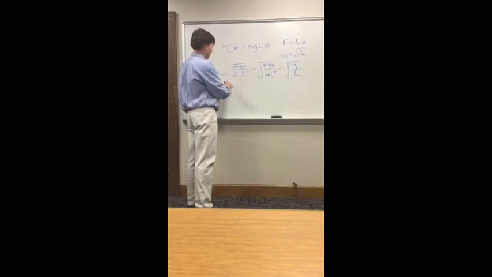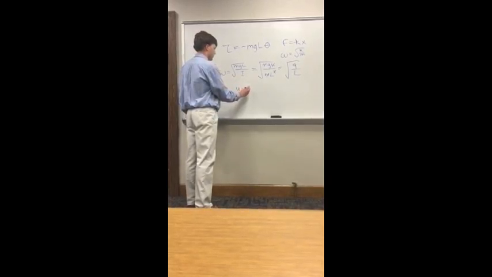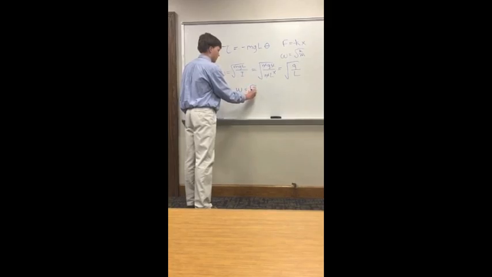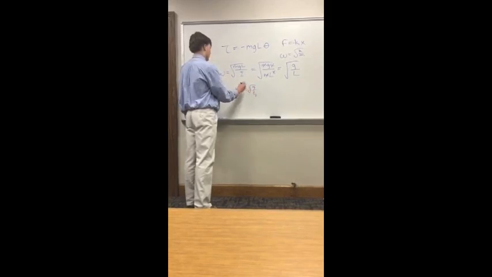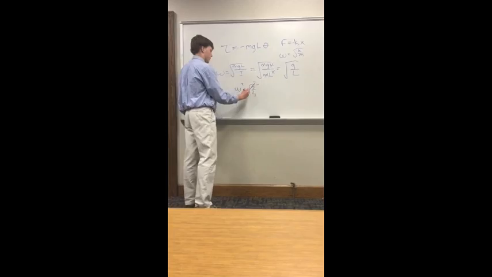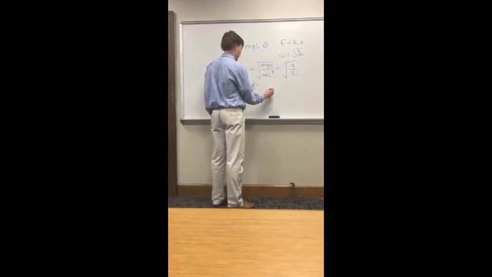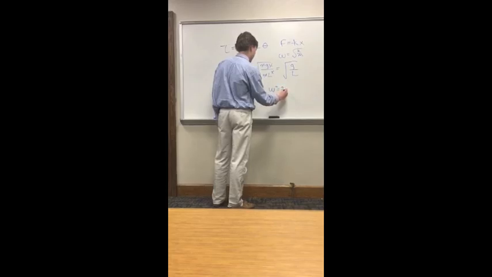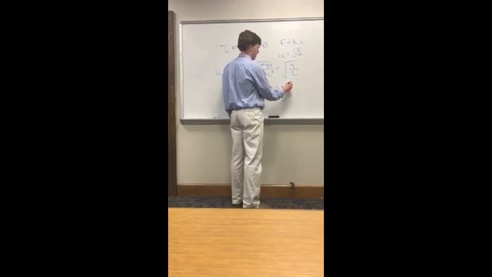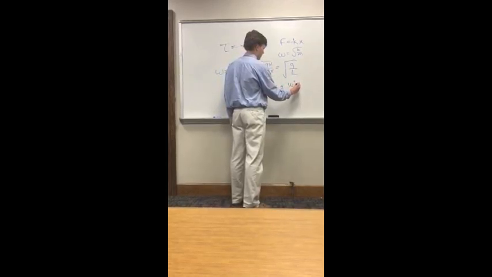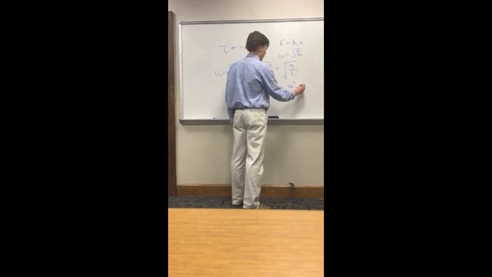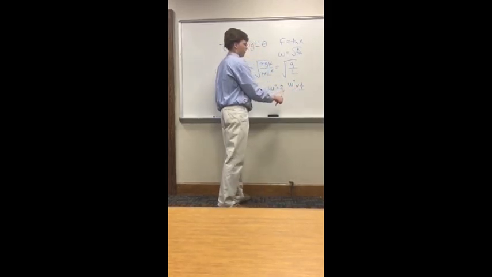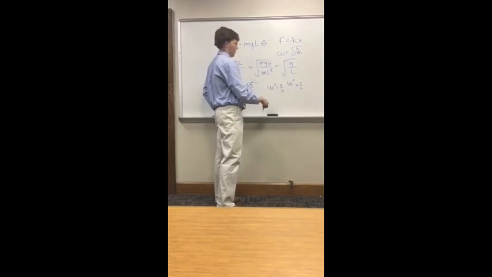So one can see from Paul's equation that angular velocity is equal to root g over L. If we manipulate this equation a little bit, you can square both sides. It's easy to see that angular velocity squared is equal to g over L. Thus we can see that the angular velocity squared is inversely proportional to the length. Thus, a greater length will provide you with a smaller angular velocity.